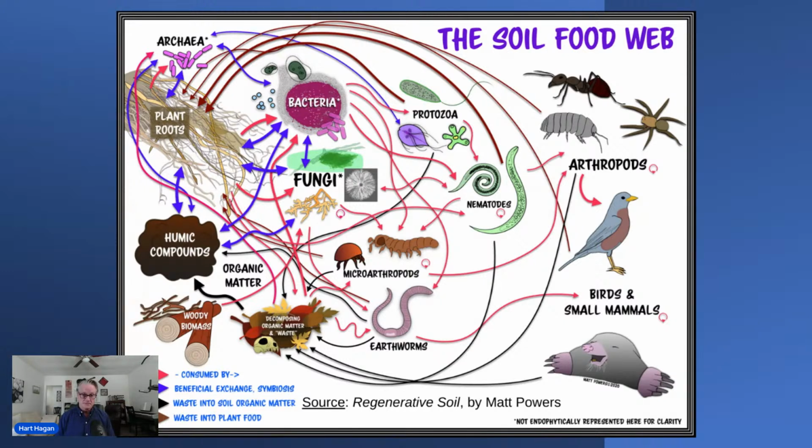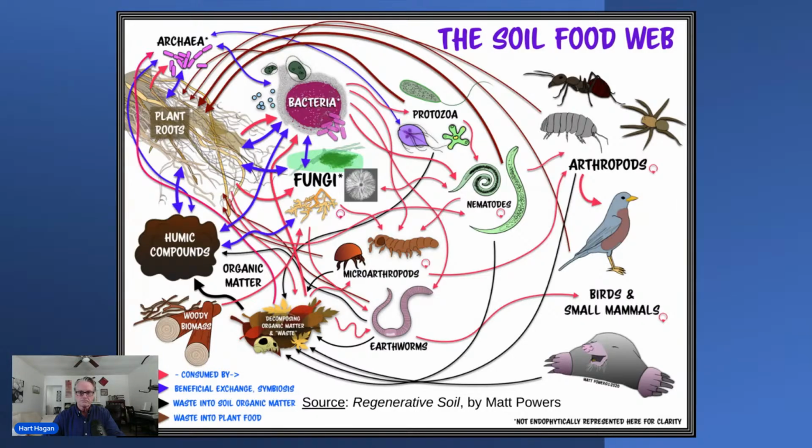This image is from Regenerative Soil by my teacher, Matt Powers. I think he's the single best teacher of soil health today. There are some good ones. There are some names well worth mentioning, like Elaine Ingham and John Kempf, two other people who are just great teachers of soil health. But this is from Matt Powers. The main categories of soil organisms that are microscopic are bacteria, fungi, protozoa, nematodes, which are microscopic worms, and microarthropods.